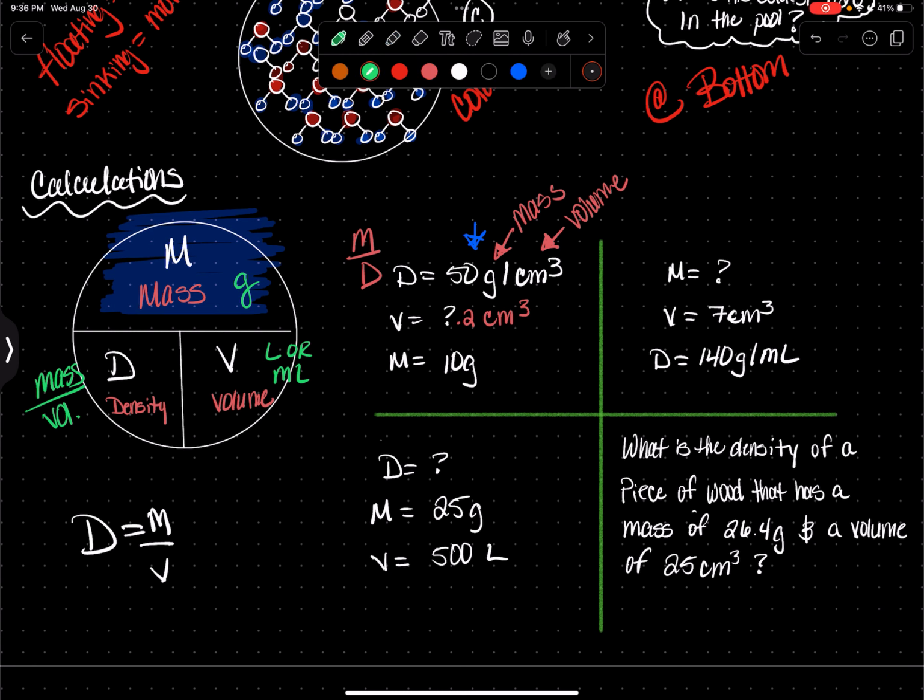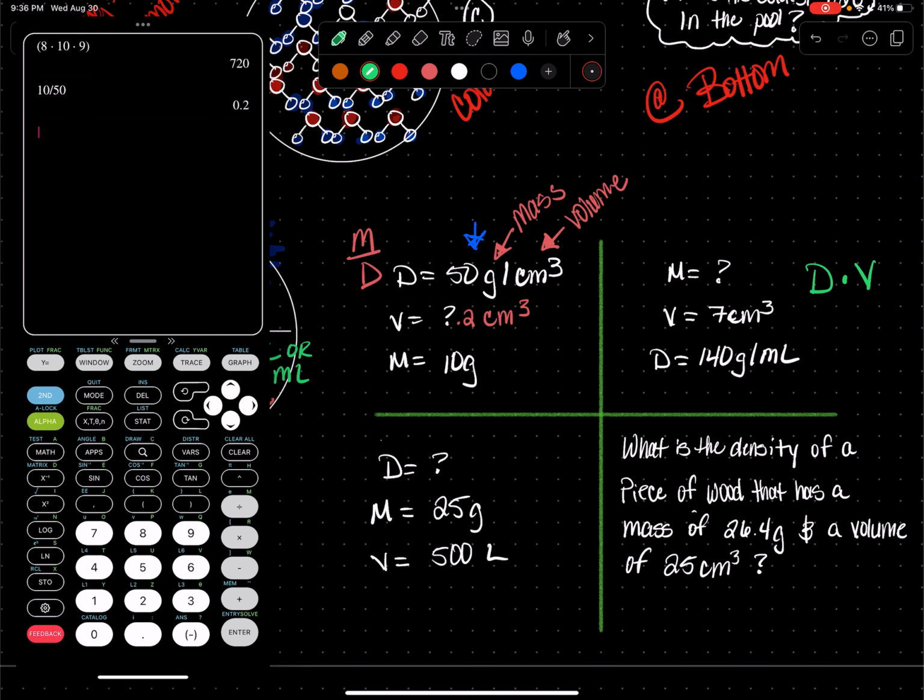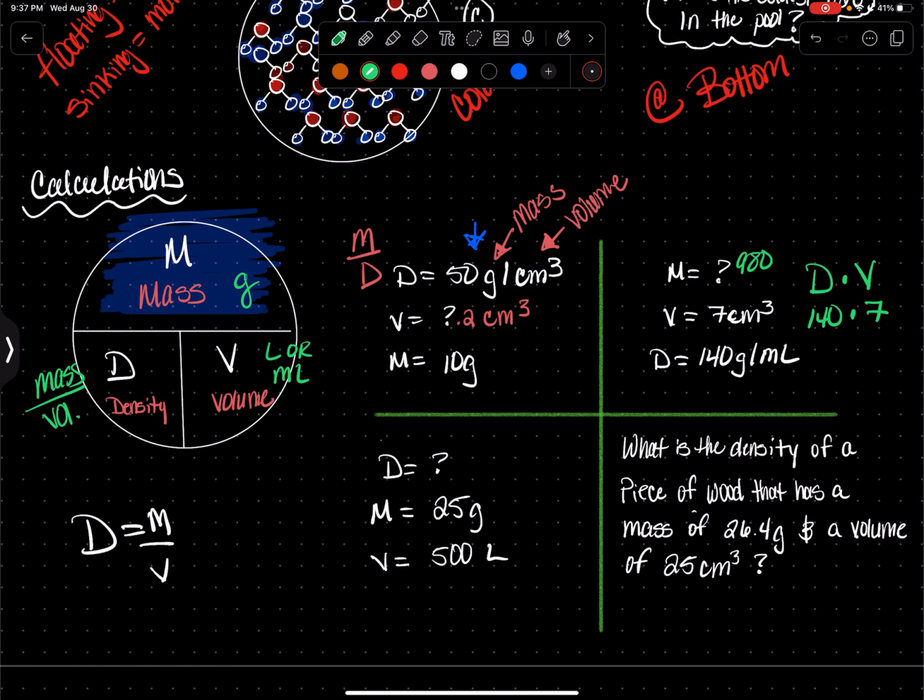I need to figure out what to do about the rest of the stuff. So I'm left with density times volume. So here we go. We're going to do some maths. Density is given to me as 140. So 140, I'm going to type it in my calculator. Times volume, that's 7. 140 times 7 gives me 980. 980 what? It was already given to you. In your density value, you're given grams and milliliters. So these should match. So 980 grams.